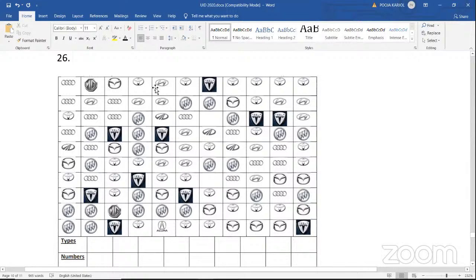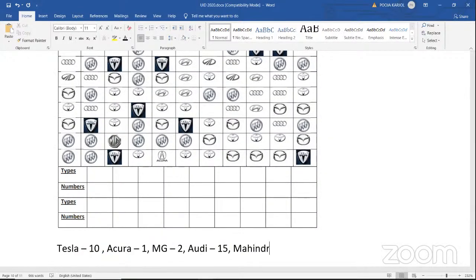What else? Next, Hyundai, you can see, or whichever order you want. Okay, Mahindra. I think this is Mahindra. One, two, three, four. Nowhere else do I see any Mahindra. Correct? Do you see anything, more or less? I think four is confirmed. There's one here, one here, one here, one here. Four.